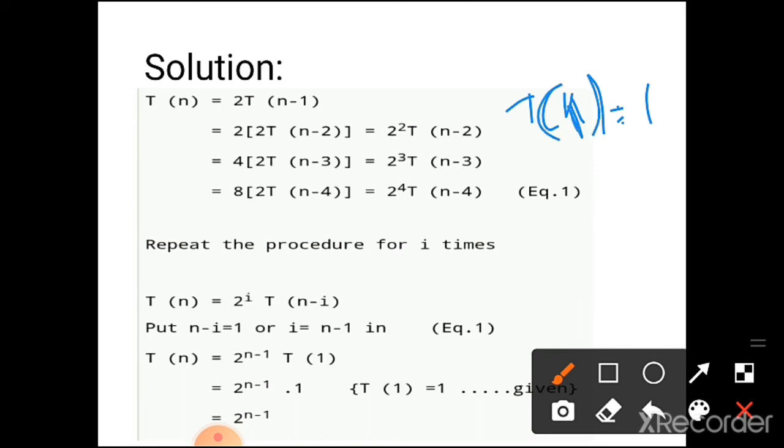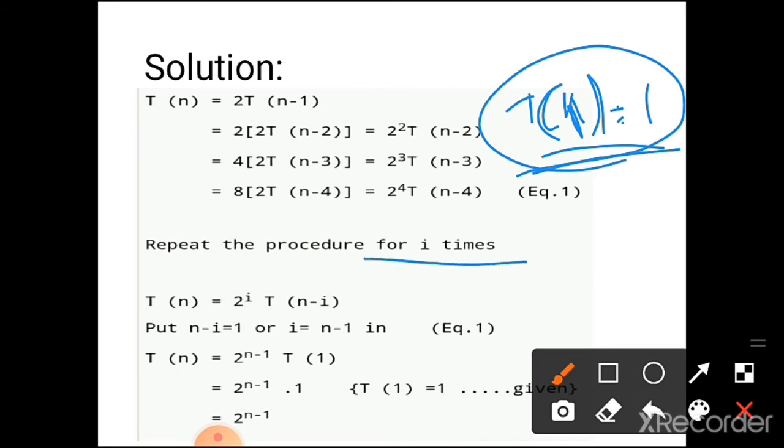When we divide the problem, only a single element remains, which is fine. That is our boundary condition. To reach this boundary condition, we need to perform this procedure some number of times. After i iterations, it becomes 2 raised to i times T of n minus i. So after the 4th iteration, it is 2 raised to 4 times T of n minus 4.